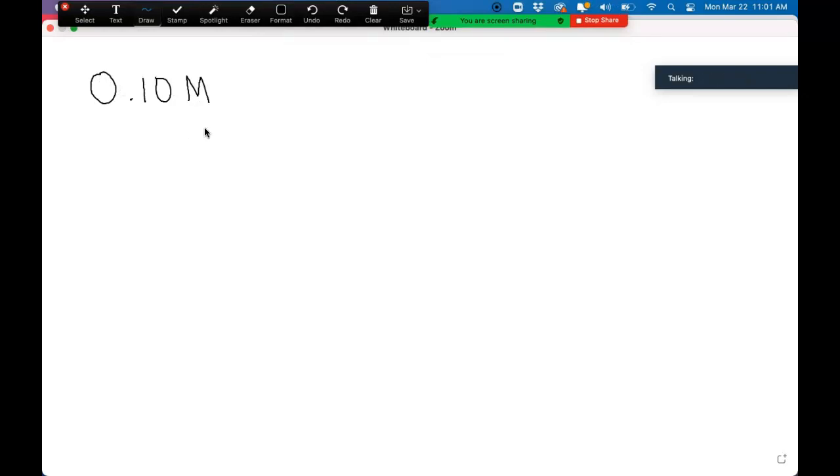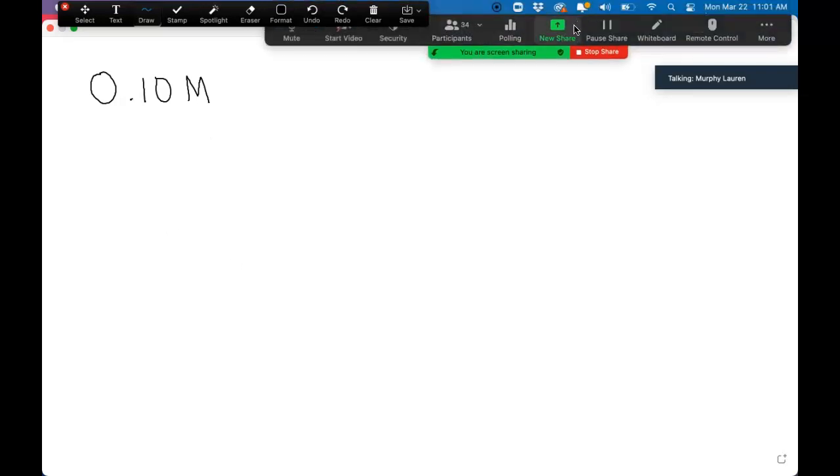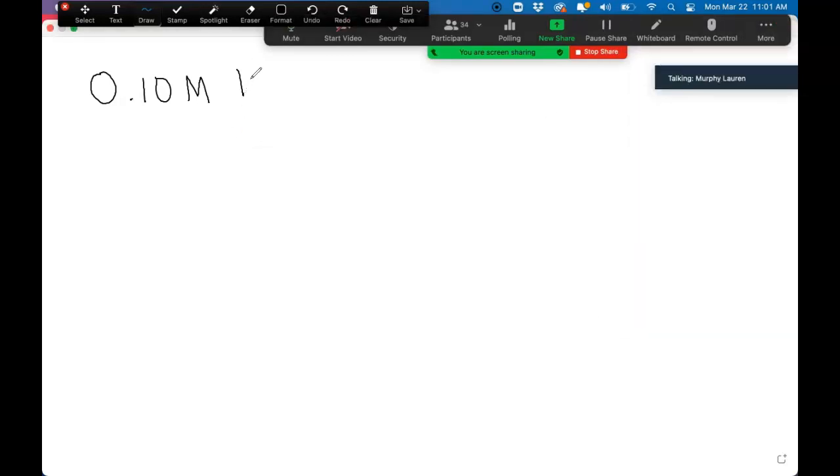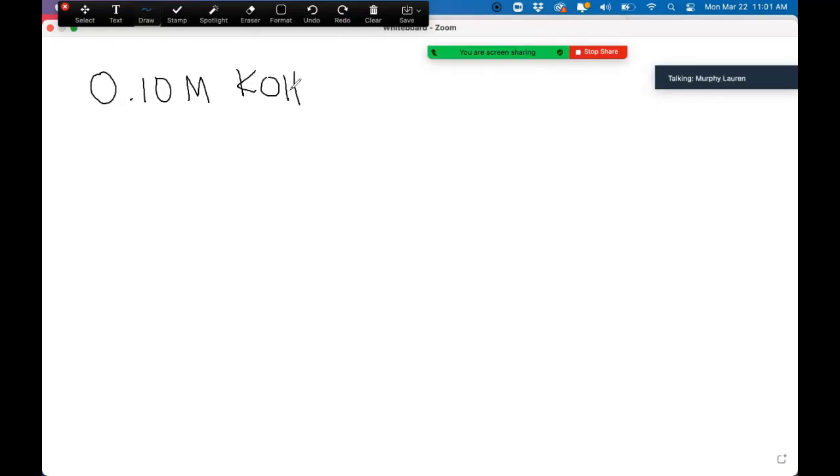Someone shout out or text me one of the strong bases you know. I don't want to do one with an alkaline earth metal. Please don't use family 2. Please use your alkali metals. Any alkali metal that's a strong base. First one is KOH. Perfect. That's actually what they picked last period. KOH, potassium hydroxide, strong base.